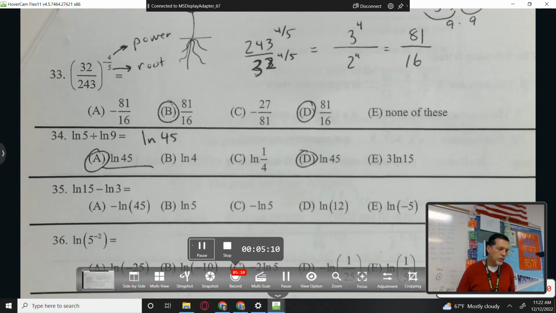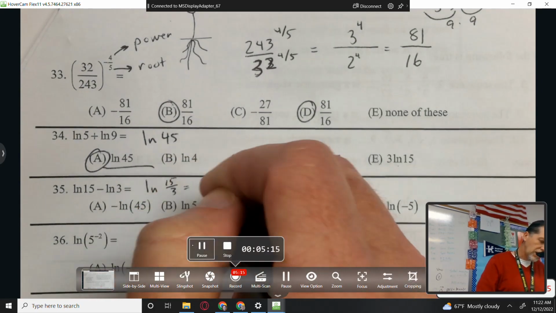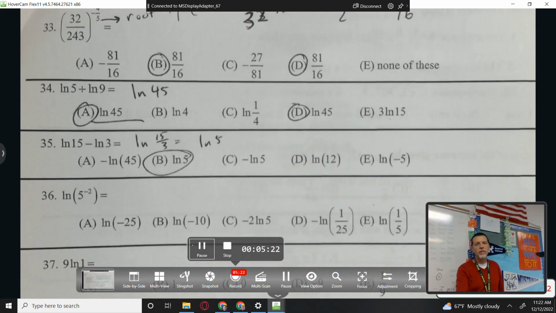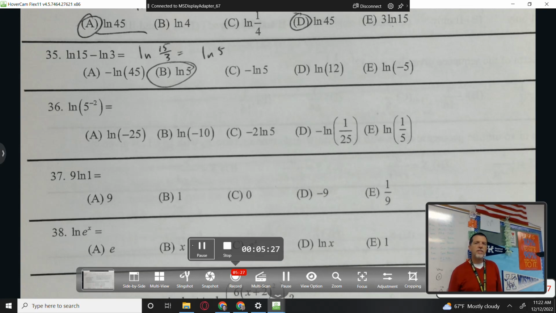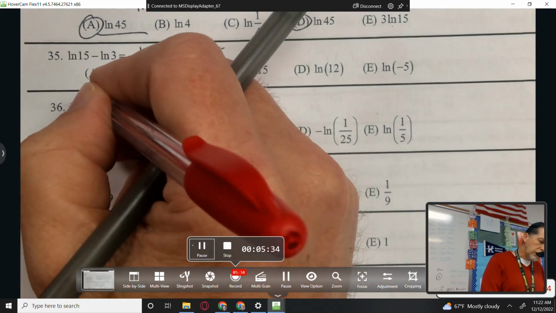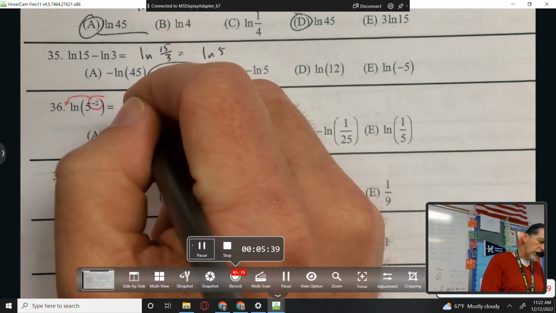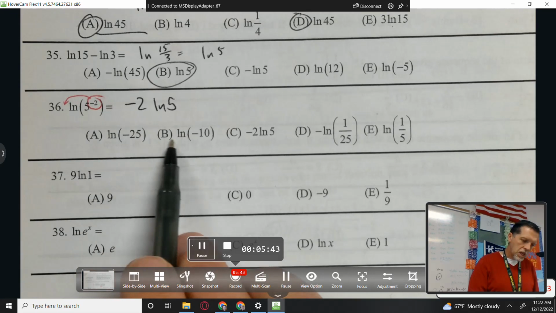35, what do we do when we're subtracting natural logs? Divide, so 15 over 3 is 5. Got all sorts of varieties there, but natural log of 5. 36, natural log of 5 to the negative 2. What can we do with this exponent? Put it in front. So negative 2 natural log 5. Let's see if that's an option. C.